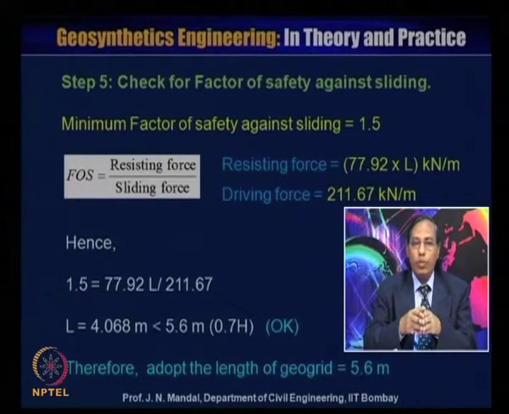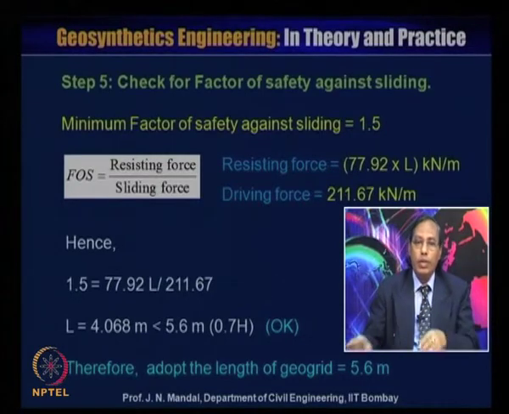The L value is equal to 4.068 meter, which is less than 5.6 meter. 5.6 meter is 0.7 times the height of the wall. The height of the wall is 8 meter. So it is less than 5.6 meter, okay. Therefore, the adopted length of the geogrid should be 5.6 meter.